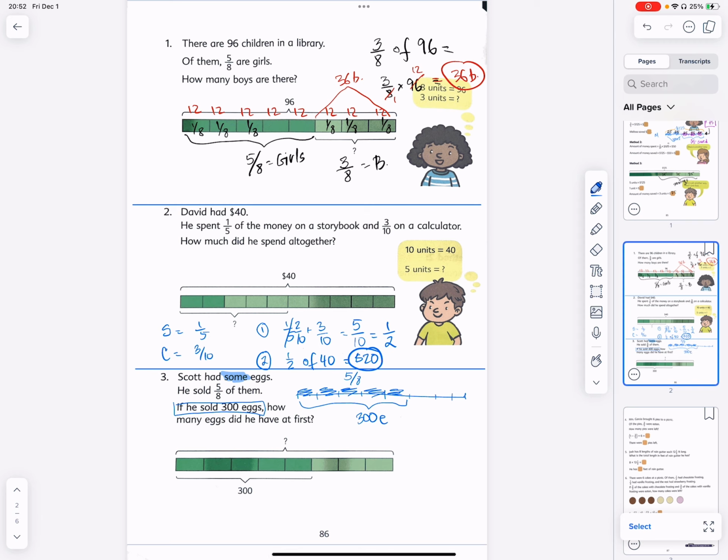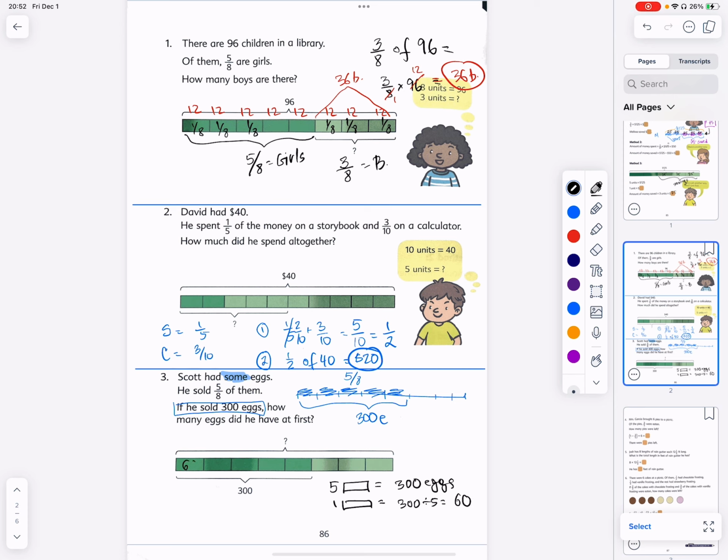My friends, the most important question you need to answer for yourselves is how much is inside each unit? Well, 5 units is 300, right? 5 of these bars is 300. Sorry, not dollars. Eggs. We're talking about eggs. Therefore, 1 unit must be 300 split into 5 parts, 60 eggs. And of course, 60 eggs, right?